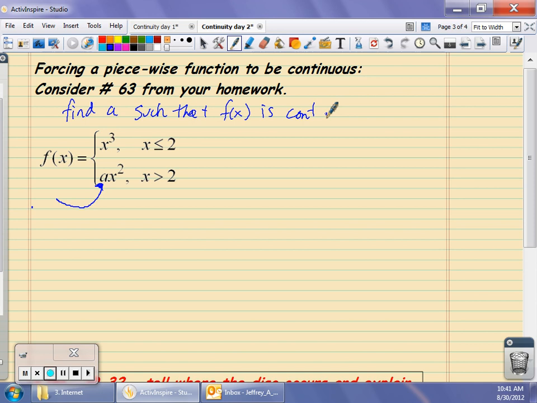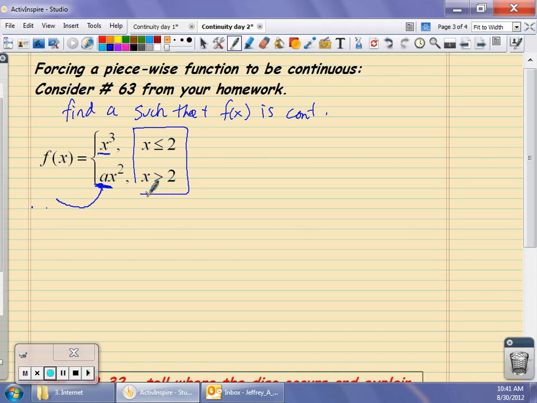All right, so let's talk about how to do that. If you think about these two functions independently, x cubed is normally a continuous function all by itself. Secondly, ax squared is some parabola, and parabolas are continuous all by themselves. So we don't really have any discontinuities in the functions independently. If there's going to be a problem, it would occur at x equal to 2, which is basically the break point between the two pieces of the function.